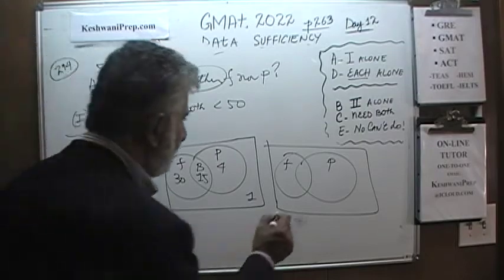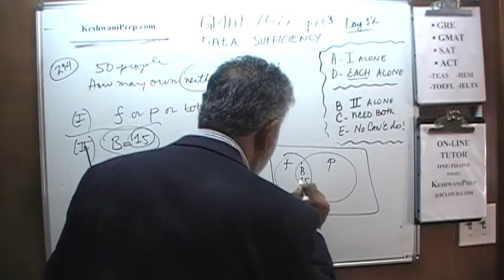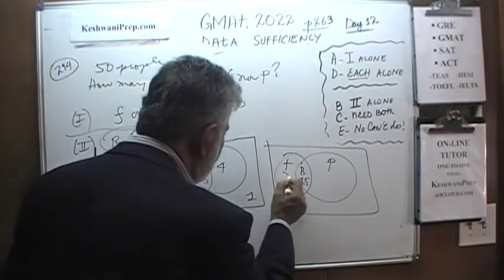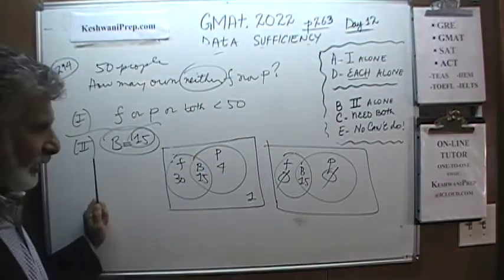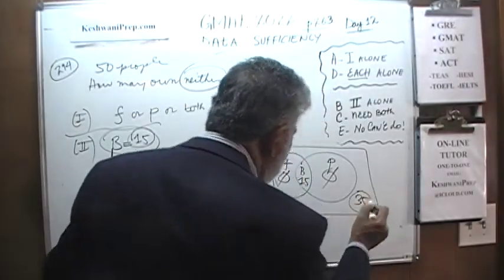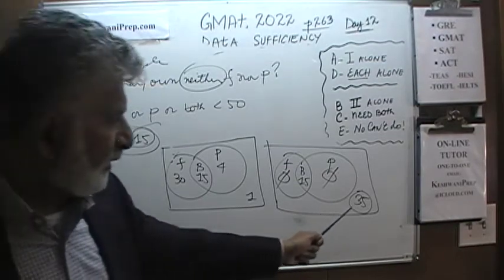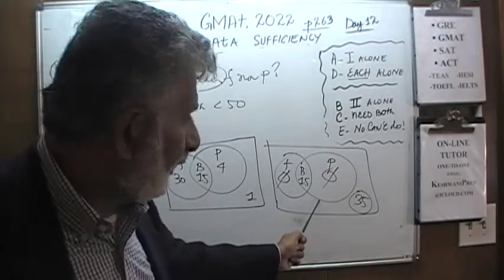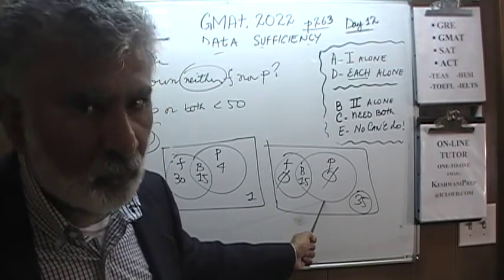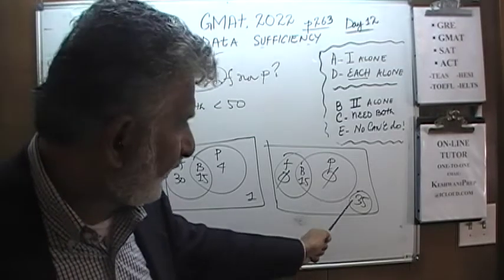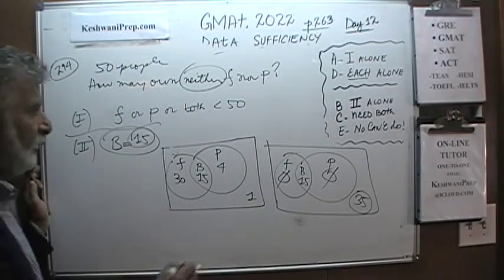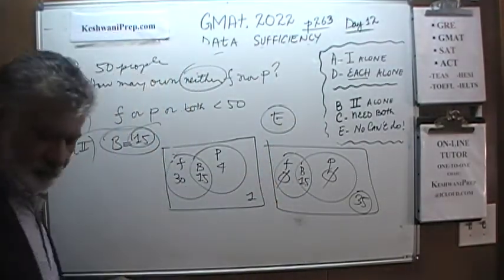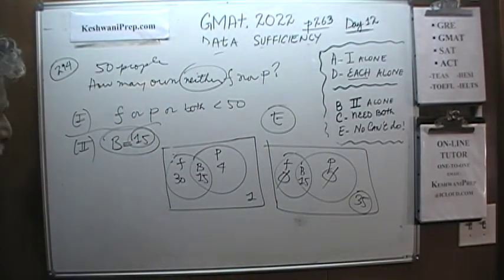Another possibility is this one. Another possibility is that there are 15 people who own both, and there is nobody who owns only fax, and there is nobody who owns only printer, and there are 35 people who own neither. In this scenario, if anybody does own a fax machine, then they also own printer, and there are 15 such people. And there are 35 people who own neither. As you can see, we can't really tell how many people own neither. The answer to this question is E. We can't really tell. I'm going to take a quick break, even though we're getting to the last question.